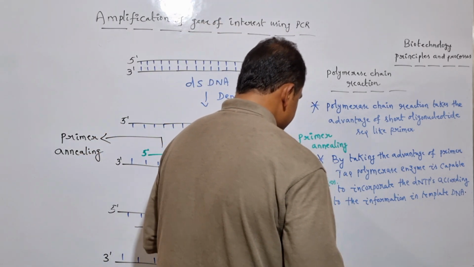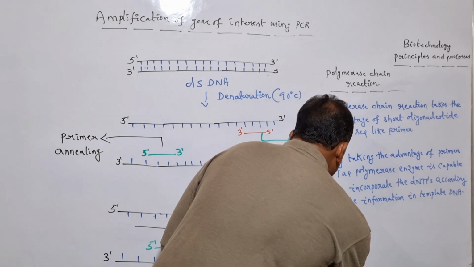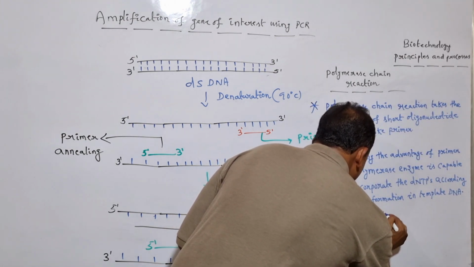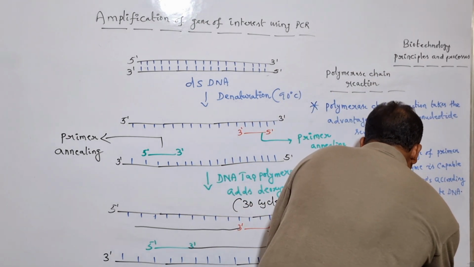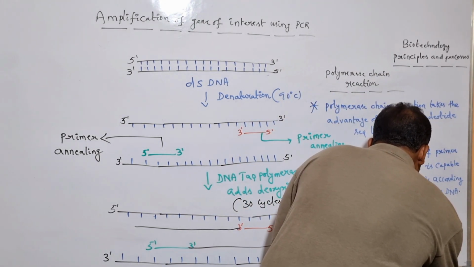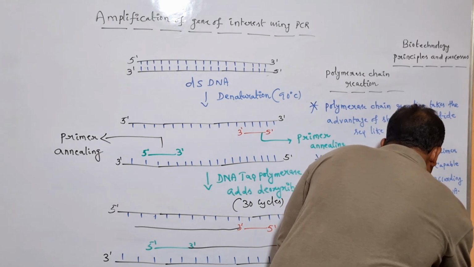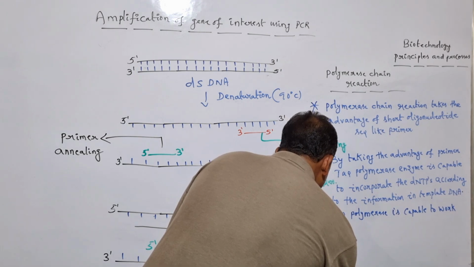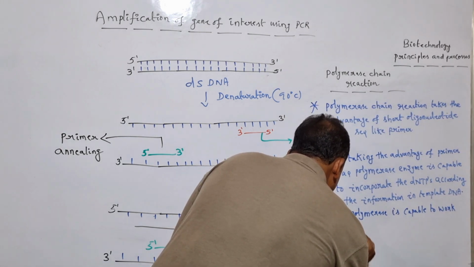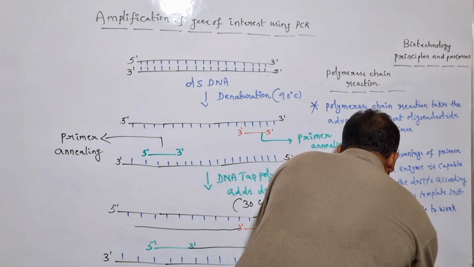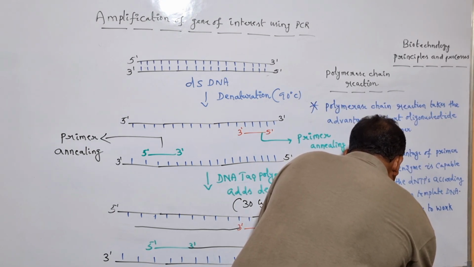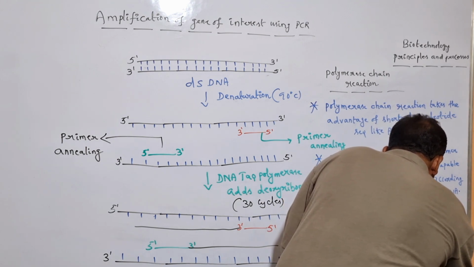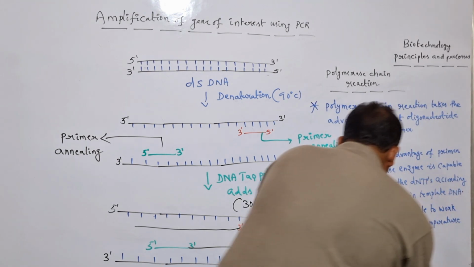So let me write it here. Taq polymerase is capable to work so efficiently under extreme temperature, around 90 degrees Celsius.